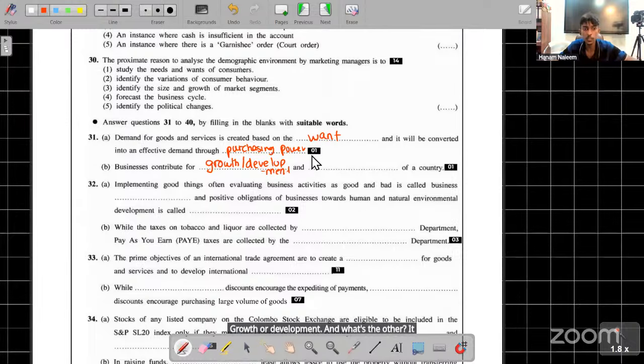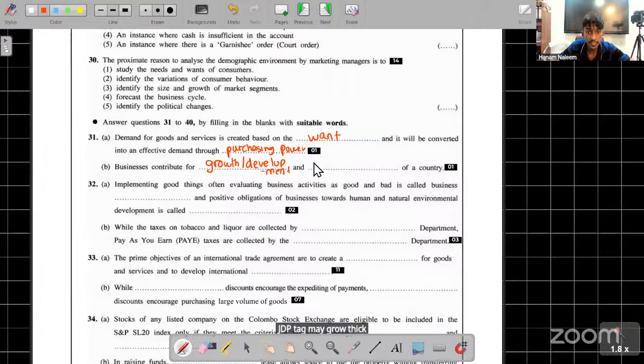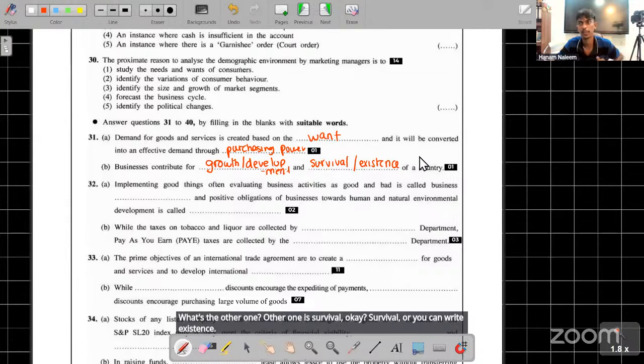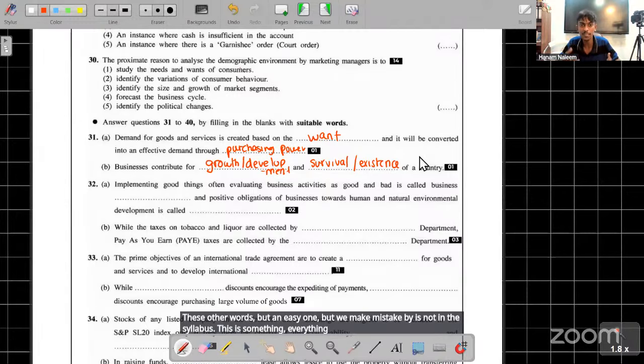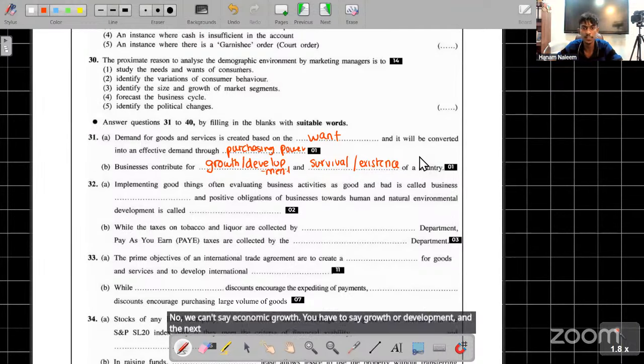It will help for the growth of the country at the same time as GDP. No, GDP is what measures growth. What's the other one? The other one is survival, or you can write existence. These are the words. An easy one, but we make mistakes. Why? This is not in the syllabus. This is something we have to think about practically. Sometimes luck works here. No, we can't say economic growth. You have to say growth or development, and in the next blank you have to write survival or existence.